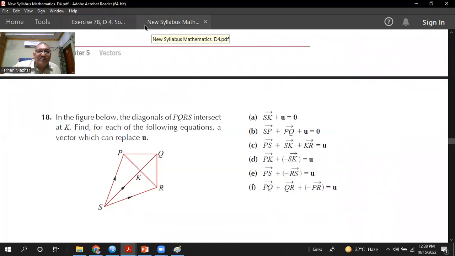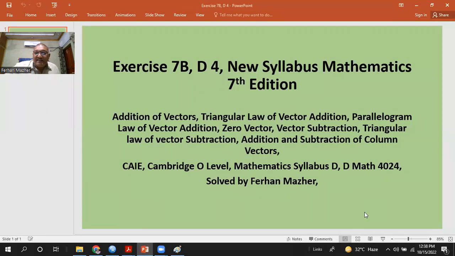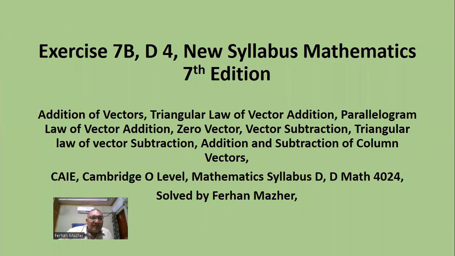So my dear students, the exercise is completed. This was exercise 7B from the book D4, New Syllabus Mathematics 7th edition. And this was about vectors. This is the third exercise we have done. And hopefully you have understood.